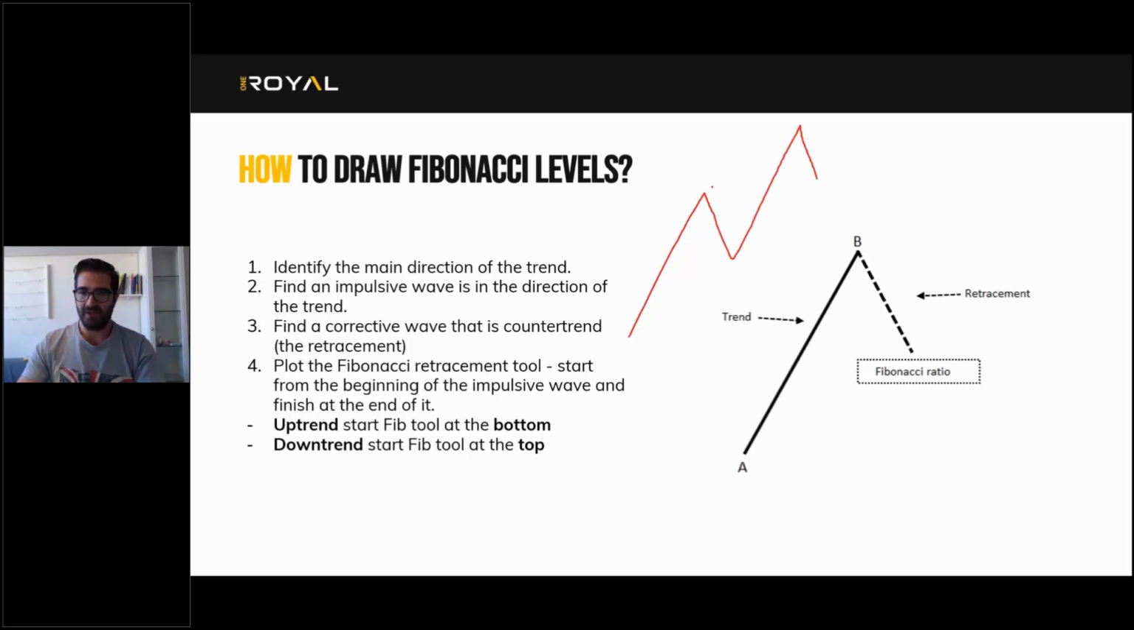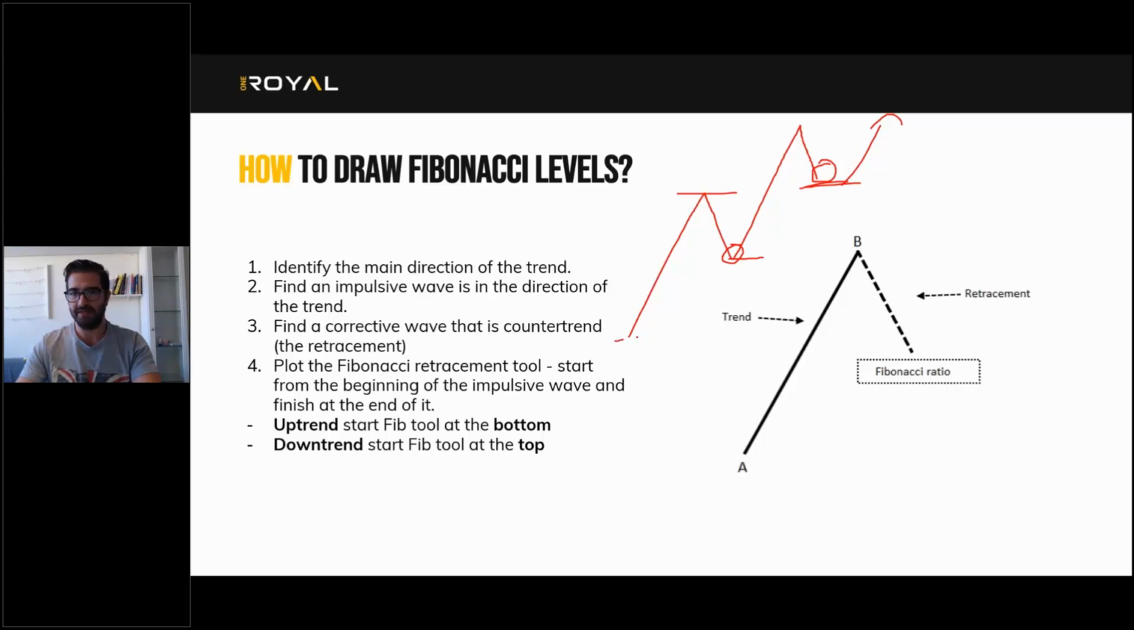So we will use the indicator to know where this correction will end, and then we will buy at the bottom. So this is the main usage of Fibonacci retracement. So how to apply this? First, you should see the direction. If we are in an uptrend, what you will do is you will search for an impulsive wave.